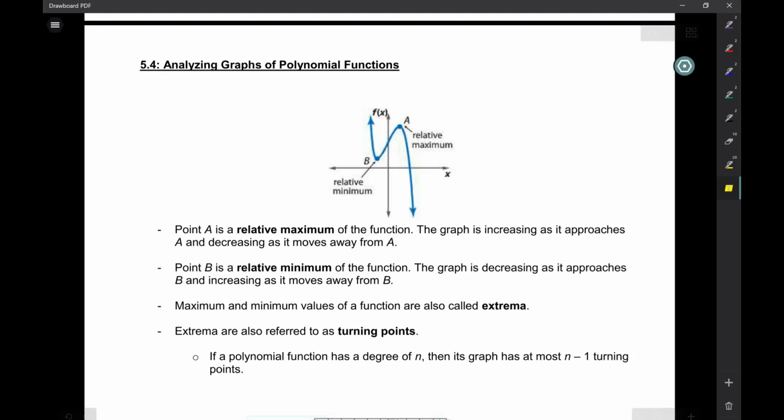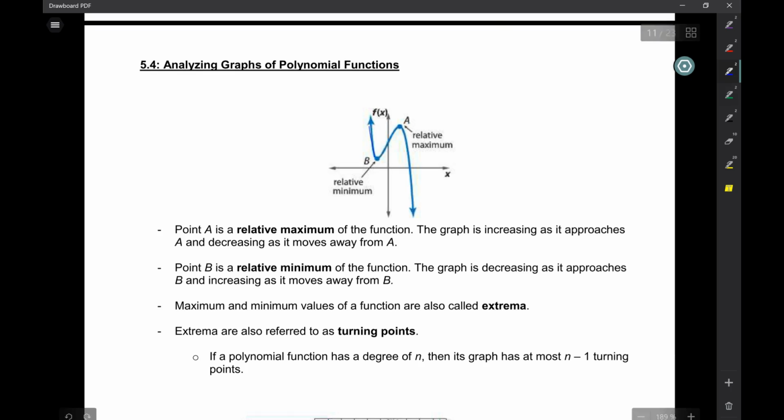So you see a polynomial function here, and if you look at it from left to right, right? We always look at functions from left to right. You'll see that it's sort of decreasing, and then it starts to increase, and then it starts to decrease again.